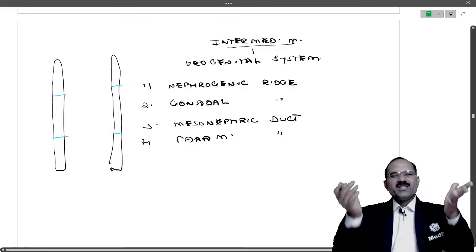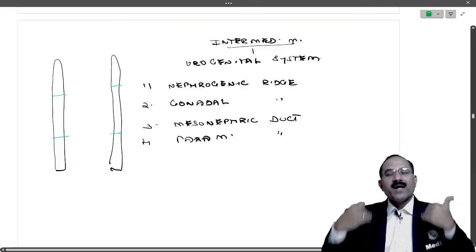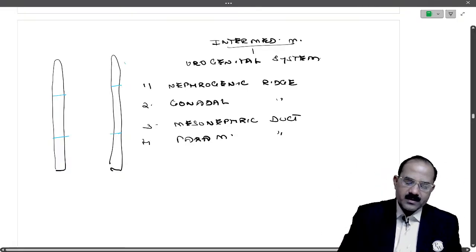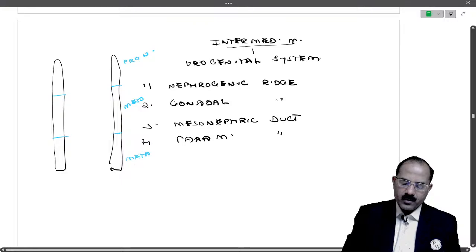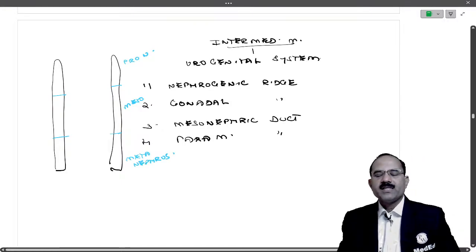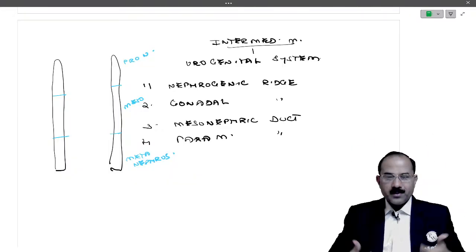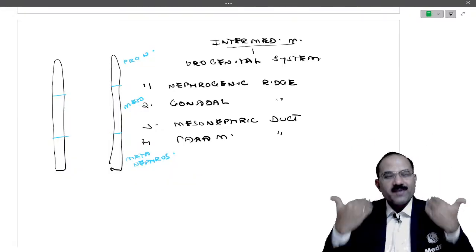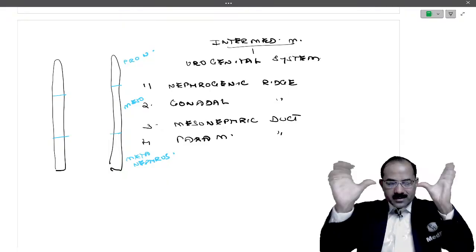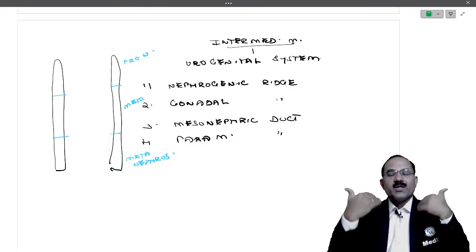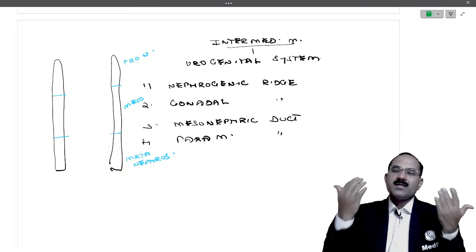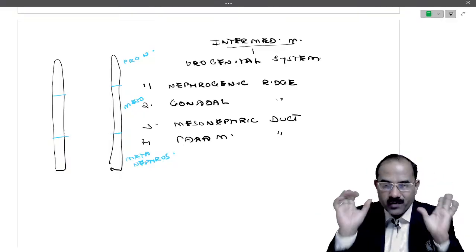One in the cervical region, one in the thoracic and lumbar region, and one in the pelvic region. What is this known as? This is known as the pronephros. What is this? Mesonephros. And what is this? Metanephros. Pronephros, mesonephros, and metanephros. So this nephrogenic ridge forms a long ridge in the entire body of the embryo, extending from the cervical region to the pelvic region. In the cervical region, it is known as the pronephros. In the thoracic and lumbar region, it's the mesonephros. In the pelvic region, it is known as the metanephros.